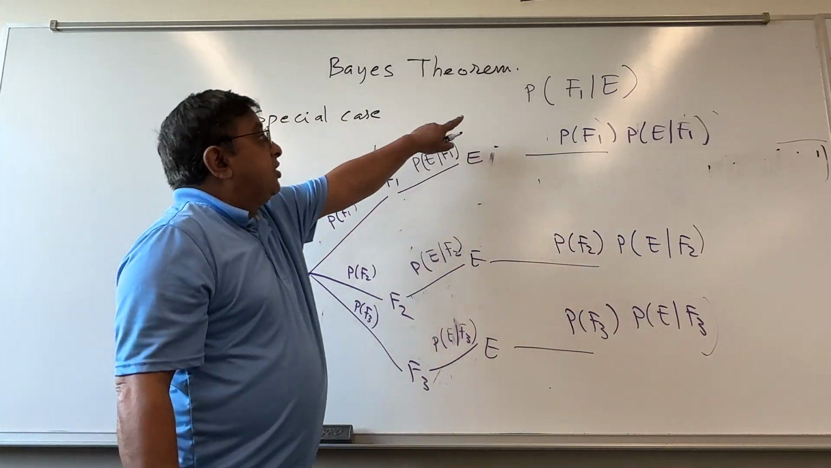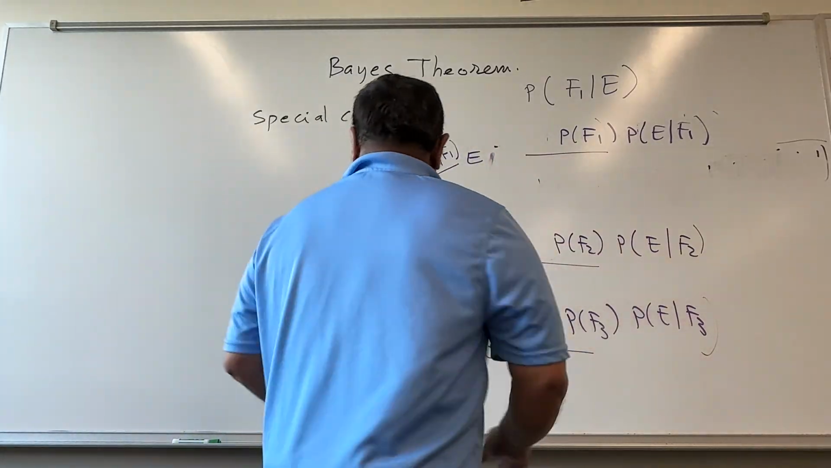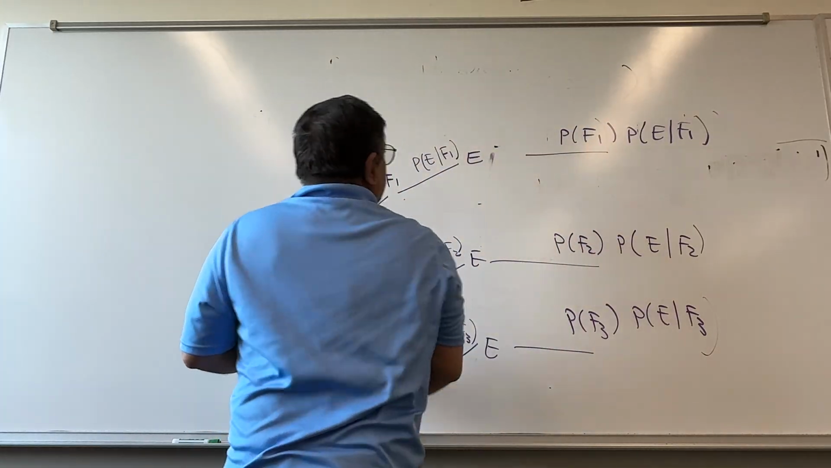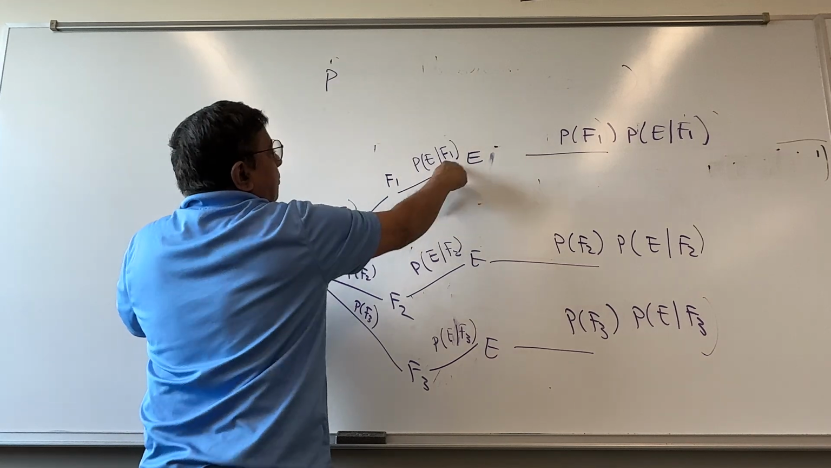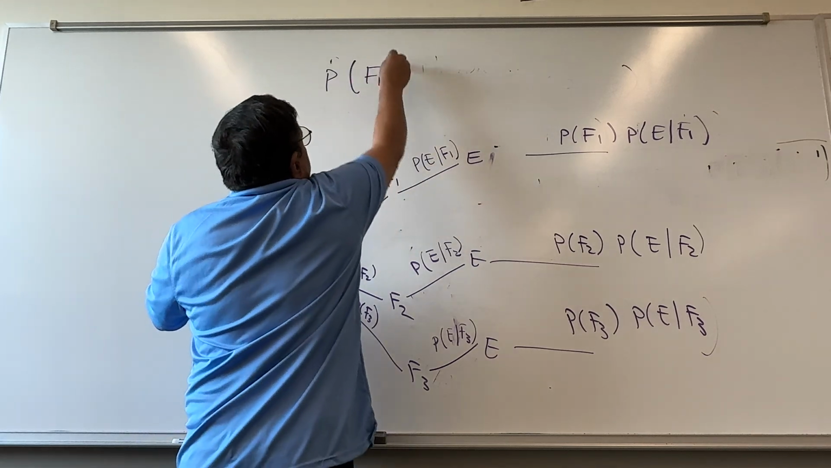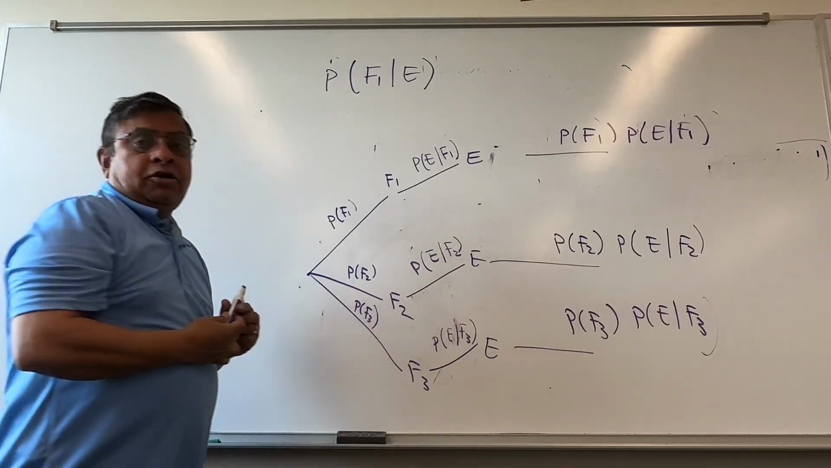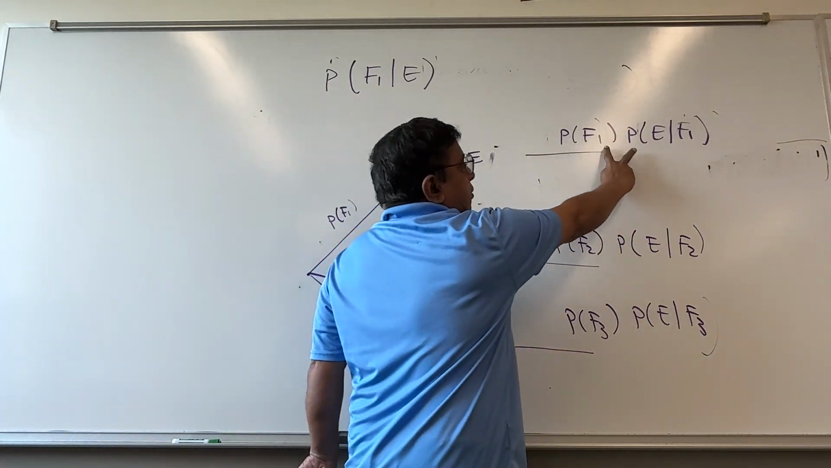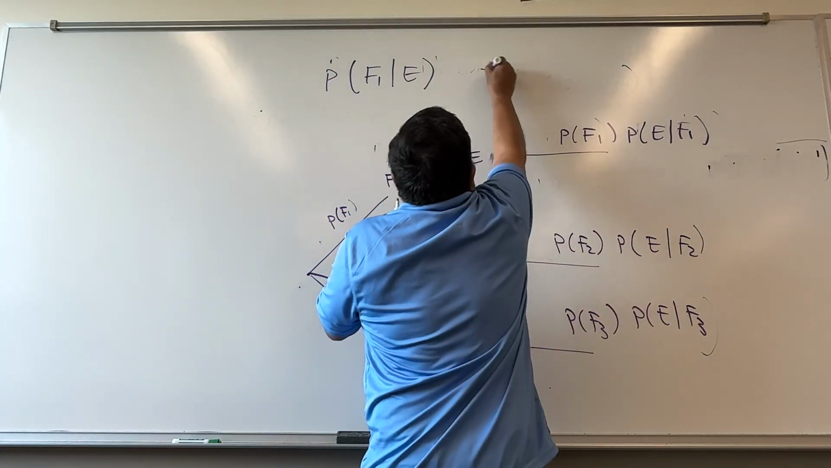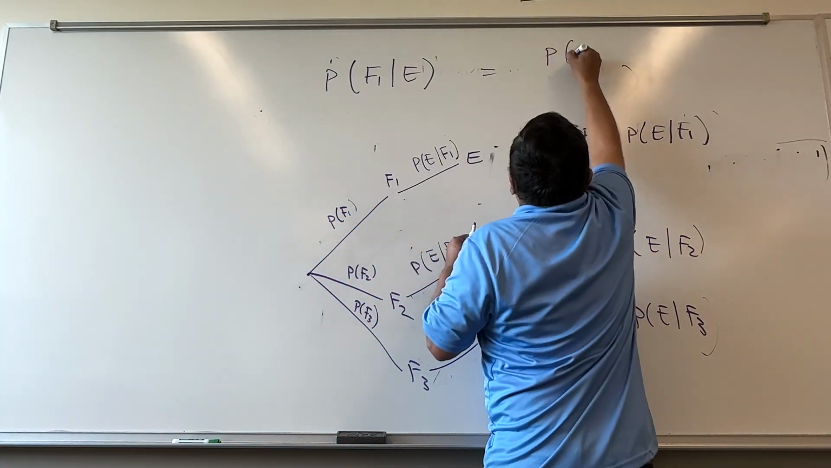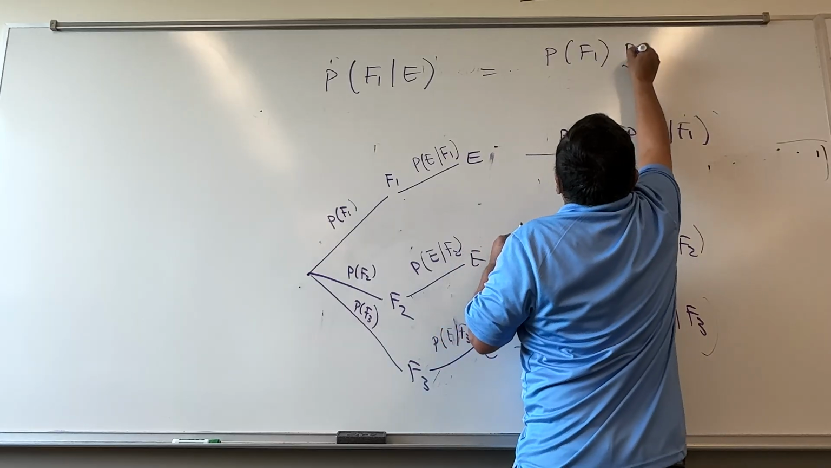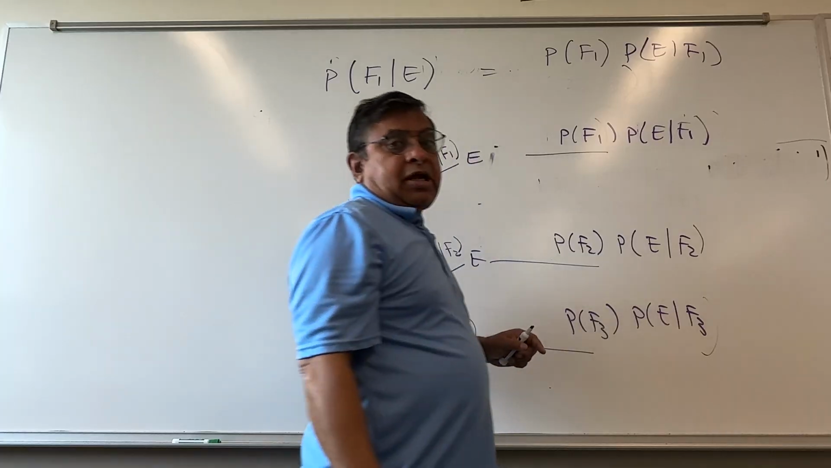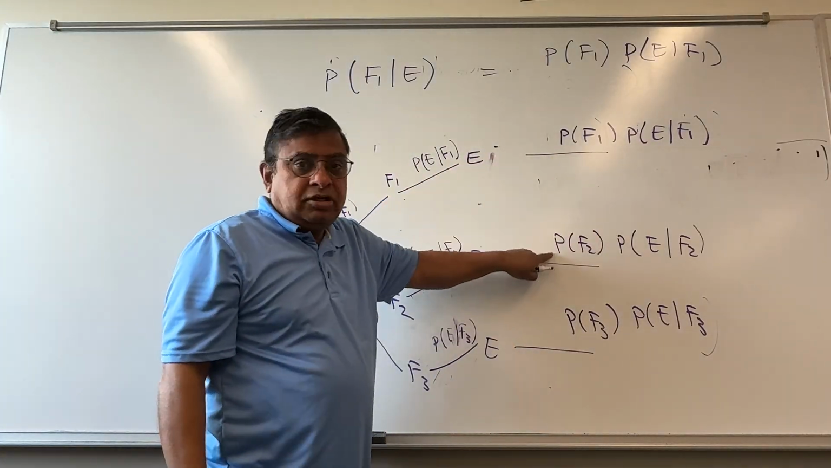Now we want to compute this. Maybe let me write it here. You want to compute this. Probability of exactly opposite of this, F1 given E. So if you want to compute that, F1 given E, this goes to the top, P of F1 times probability of E given F1 goes to the top, and in the bottom you'll have three terms.